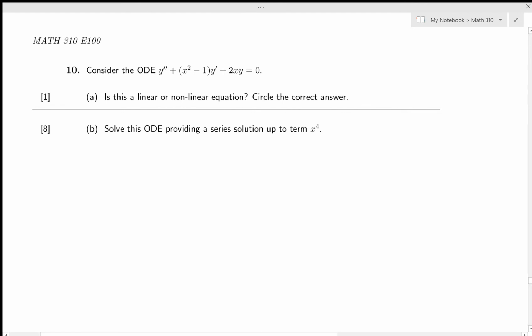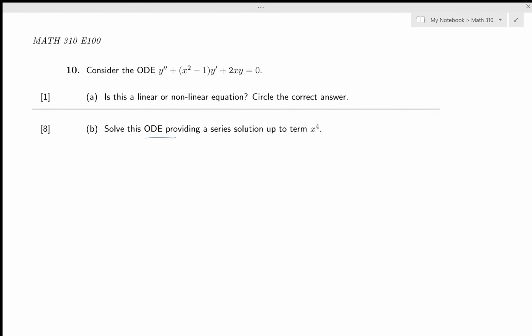Okay, this question actually does not, in fact, even ask you that, so you can proceed. In some sense, you're going to be making the assumption that it's at an ordinary point, because it does not specify. Okay, so is it linear or nonlinear? Let's take a look.